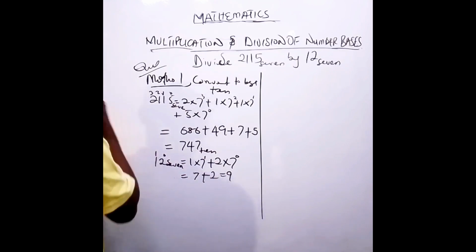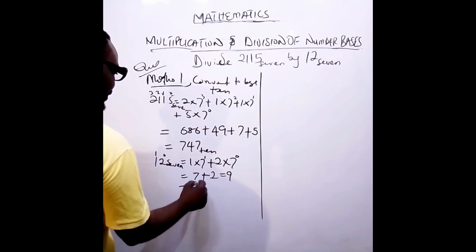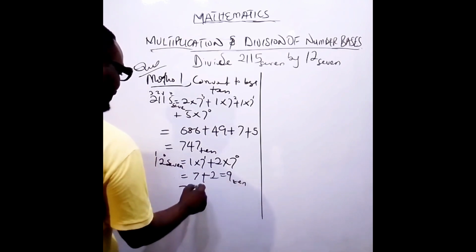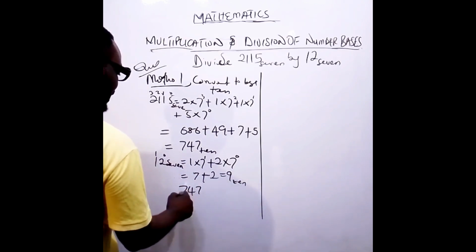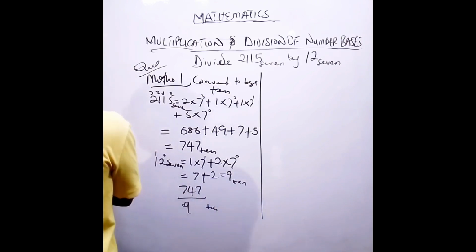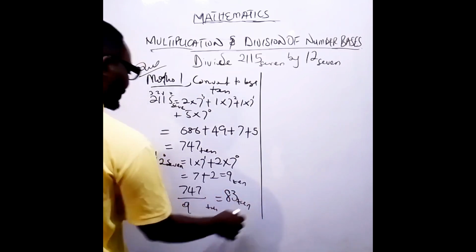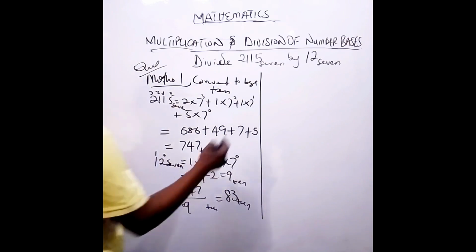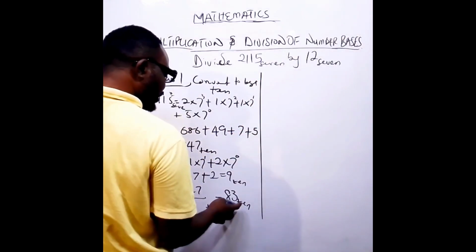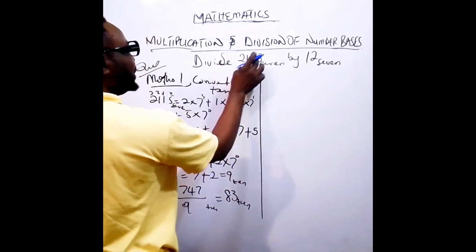So now the next thing we'll do is divide 747. This is base 10, don't forget: 747 base 10 divided by 9 base 10. So 747 divided by 9, what do you have there? You have 83 base 10. Now, having got this, the next thing you're going to do is convert this 83 base 10 back to base 7.